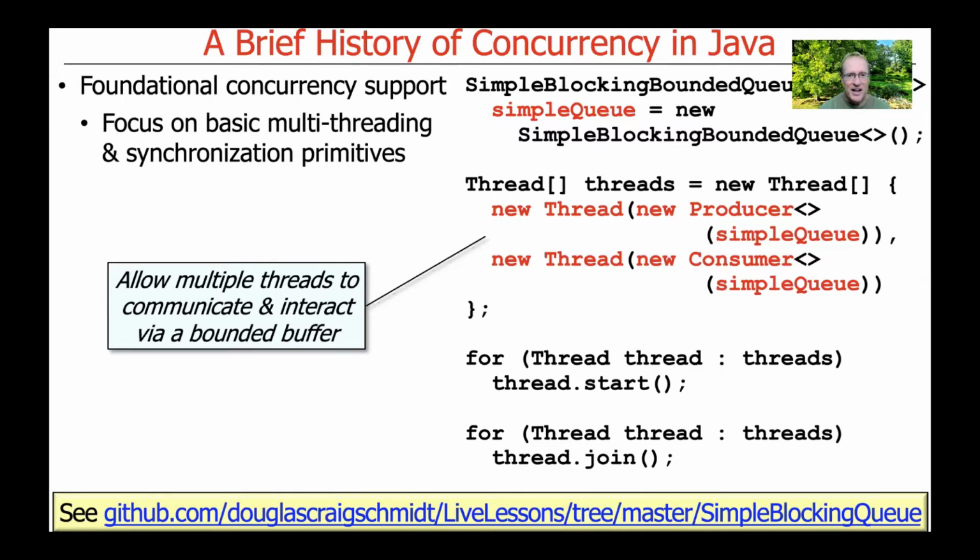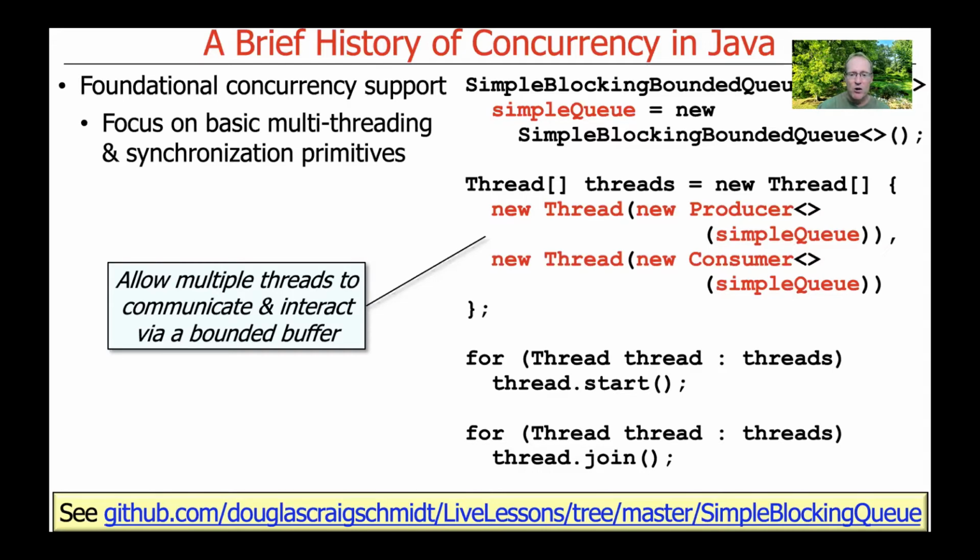That means that when the queue is empty, anybody who's trying to consume from the queue will have to block for the queue to be not empty. And if the queue gets full because it's bounded, then if you try to put something in the queue, you'll have to wait until the queue is not full. So not empty, not full are the conditions. And this is a way to allow threads to communicate by passing messages.